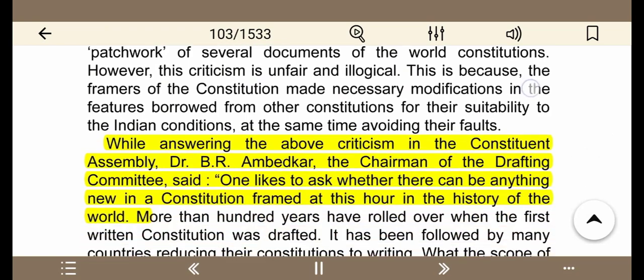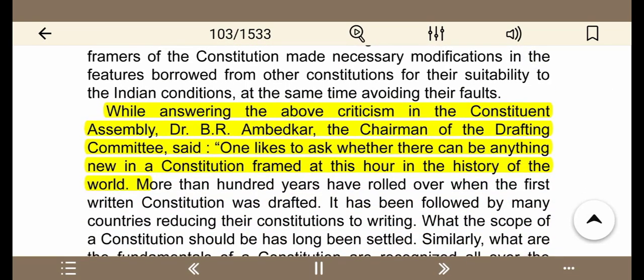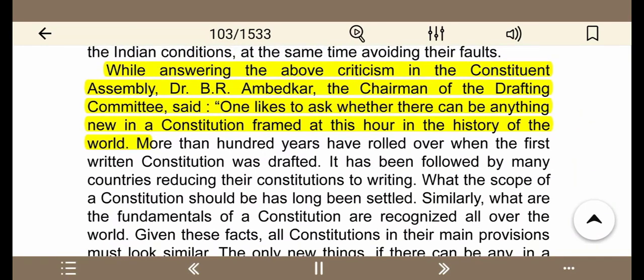While answering the above criticism in the Constituent Assembly, Dr. B.R. Ambedkar, the chairman of the drafting committee, said, "One likes to ask whether there can be anything new in a constitution framed at this hour in the history of the world. More than 100 years have rolled over when the first written constitution was drafted. It has been followed by many countries reducing the constitutions to writing. What the scope of a constitution should be has long been settled. Similarly, what are the fundamentals of a constitution are recognized all over the world.